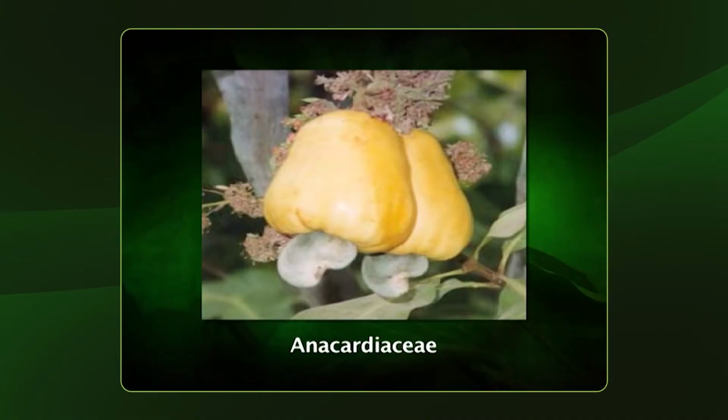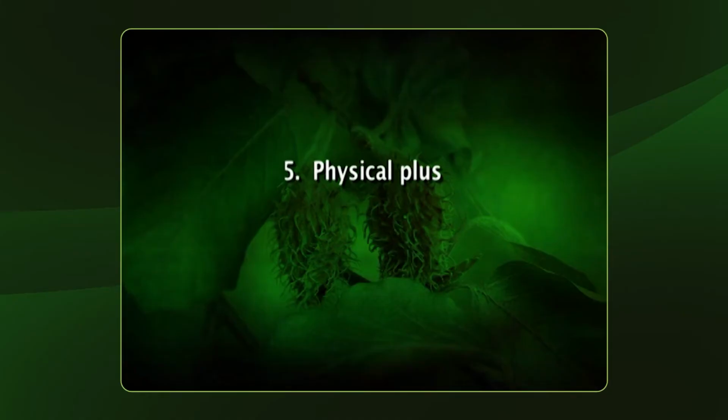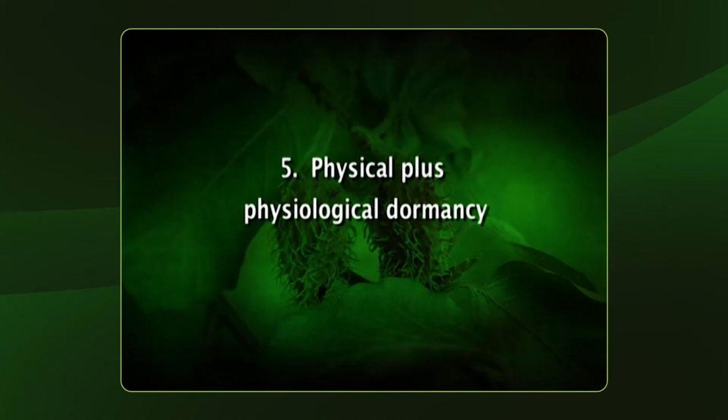In Anacardiaceae, seed coat is not well differentiated and fruit wall protects the embryo. Dormancy in some members of this family arises due to impermeability of endocarp to water. Next type of dormancy is physical plus physiological dormancy. Seeds with impermeable seed coat mostly have non-dormant embryos. However, in some species, impermeable seed coats occur in addition to dormant embryos.